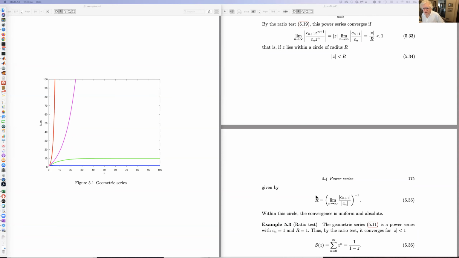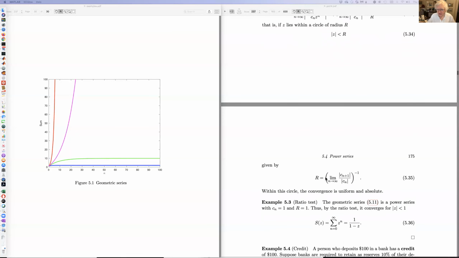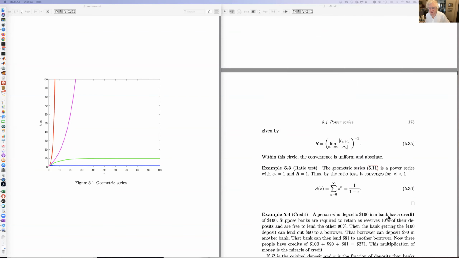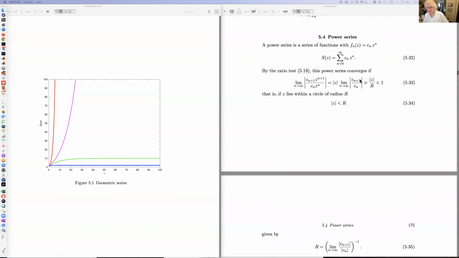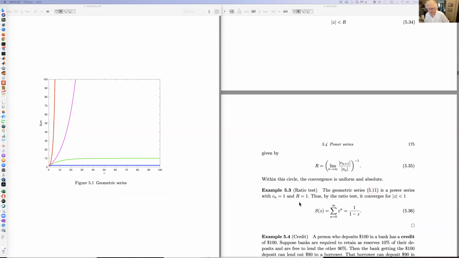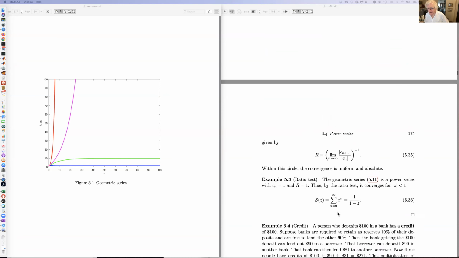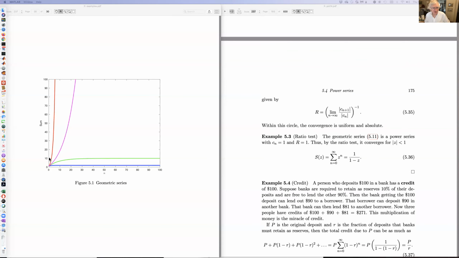And within this circle, the convergence is uniform and absolute. And of course, an example is the geometric series. This has Cn equal to 1. And so the limit of Cn plus 1 over Cn is the limit of 1, and that's 1. So r is 1. And so by the ratio test, it converges for absolute value of z less than 1. And that's pretty obvious here because, in fact, that's what we saw here. This was 0.9 and this is 1.1.